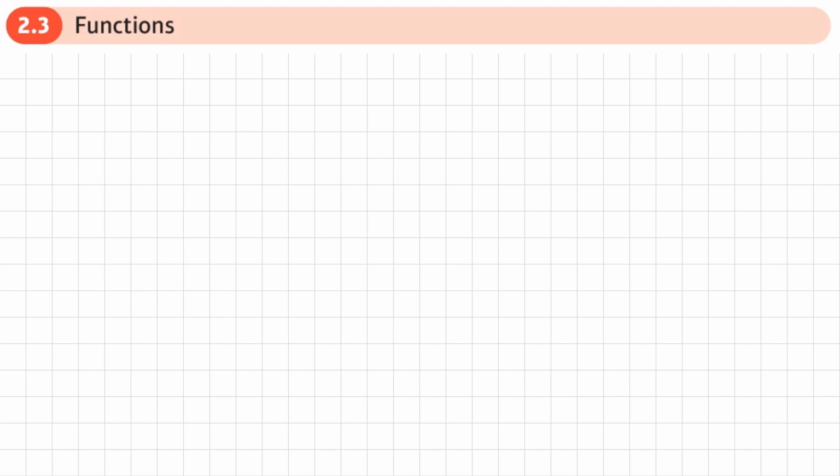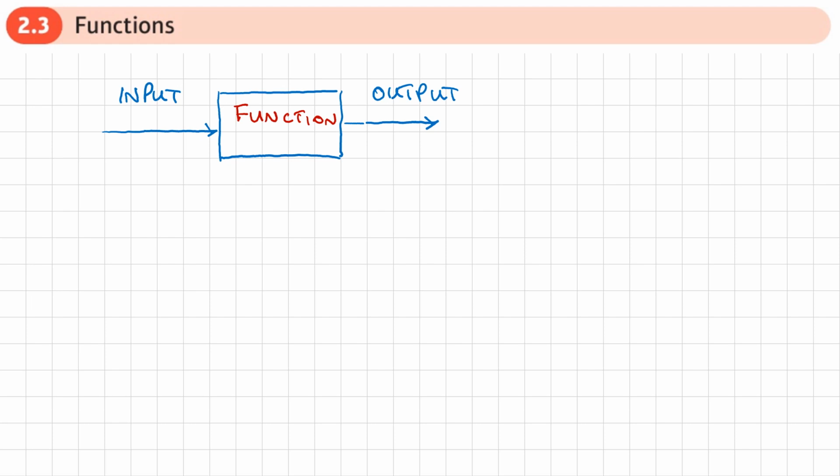This is the third section of chapter 2, Quadratics, and this section is all about functions. So what is a function? Well, in mathematics, a function takes an input value, does something to that input value, and then gives you an output value.